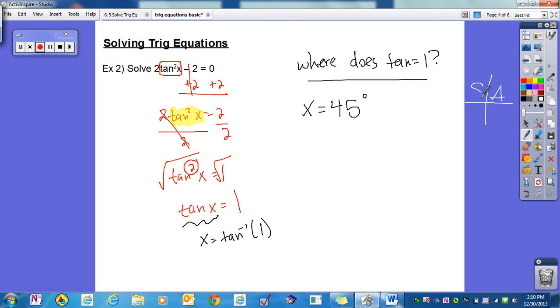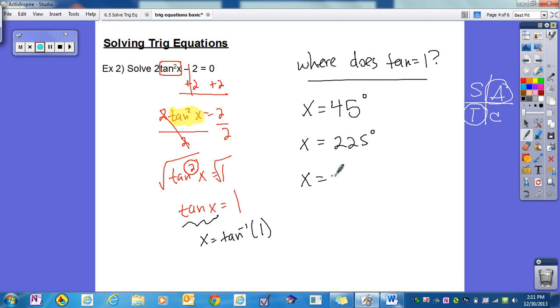So, A Smart Trig Class: tangent is positive in the first quadrant, tangent is positive in the third quadrant. So my question is, what was the third quadrant value? Well, the third quadrant value with 45 degrees as a reference angle was 225 degrees. So these are my first two answers, 45 and 225.